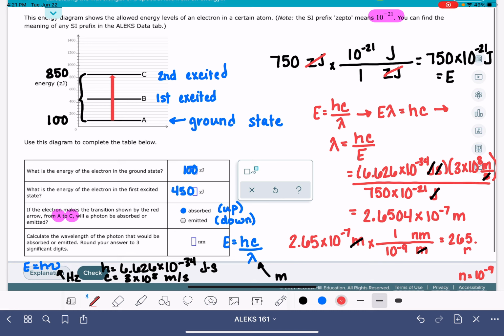and I am going to end up with an answer of 265 nanometers. ALEKS is going to be really weird about how you express the sig figs. Even though it feels really awkward, it wants you to put the decimal point at the end of the number. Don't put a 0 at the end, because now it's got 4 sig figs. It's just 265 point with nothing after it, nanometers.